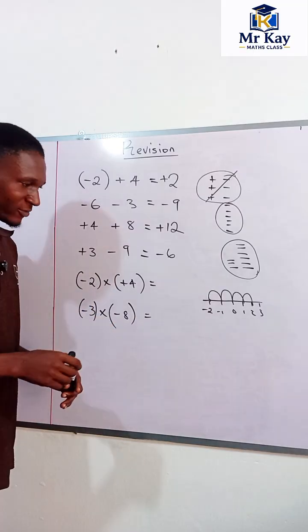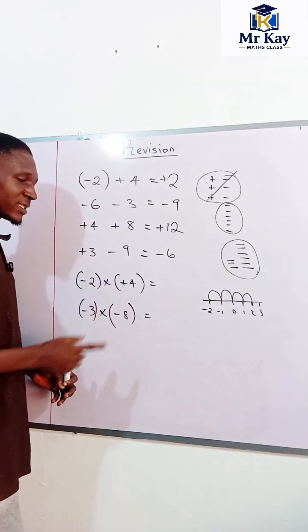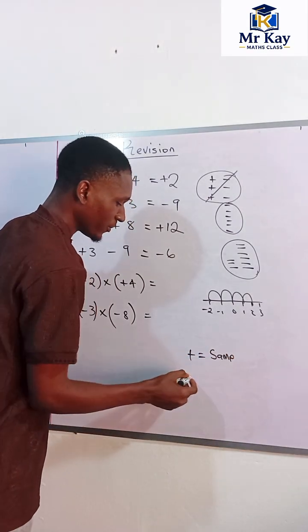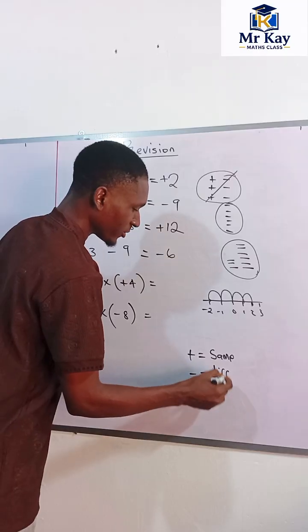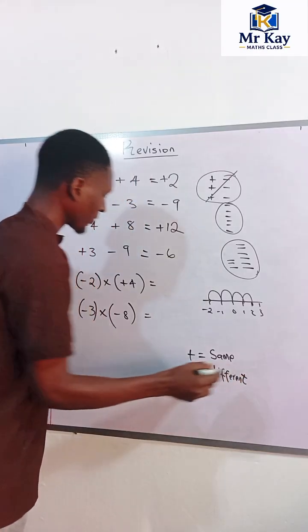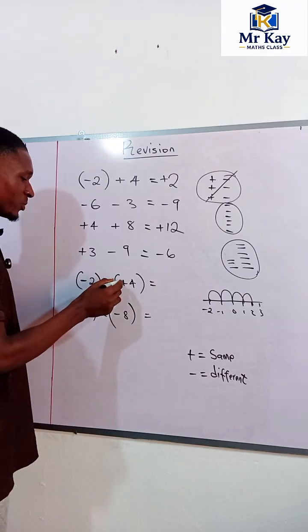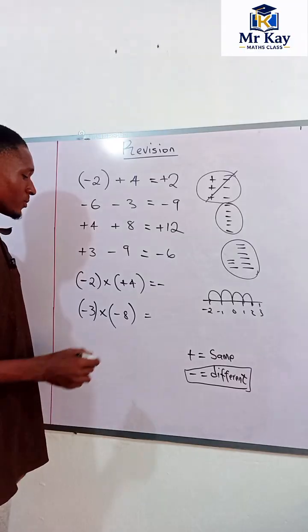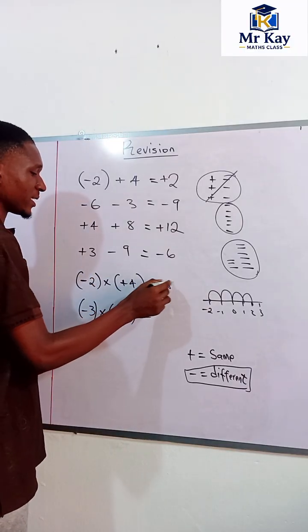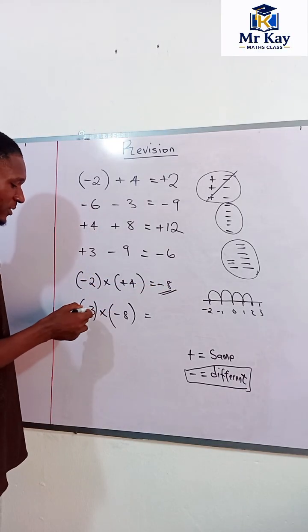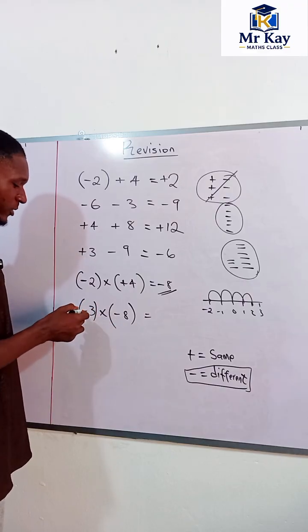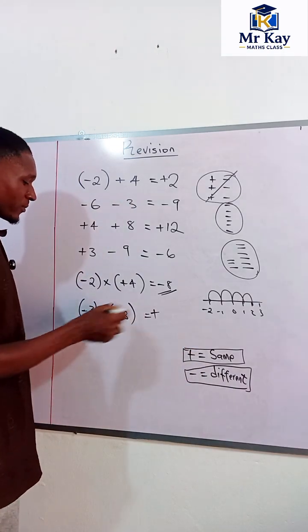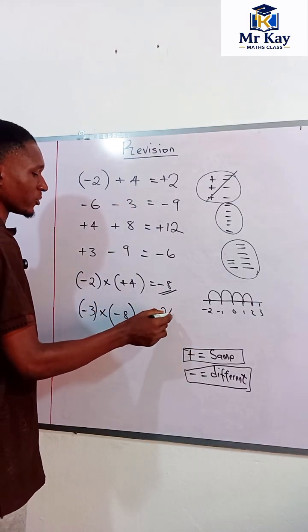Now in multiplication, I gave you a rule that says if the symbols are the same, it will be what? Positive. If you have the same symbol, it is positive, and it's negative if you have different symbols. So the first thing you check is the symbol. This is negative, this is positive. That is different. Therefore, your answer is negative. Then you now multiply. 2 times 4 is 8, and that is your answer. Here you check the symbols. Are they the same or different? Negative is the same. And if they are the same, your answer would be positive. Then 3 times 8 is 24.